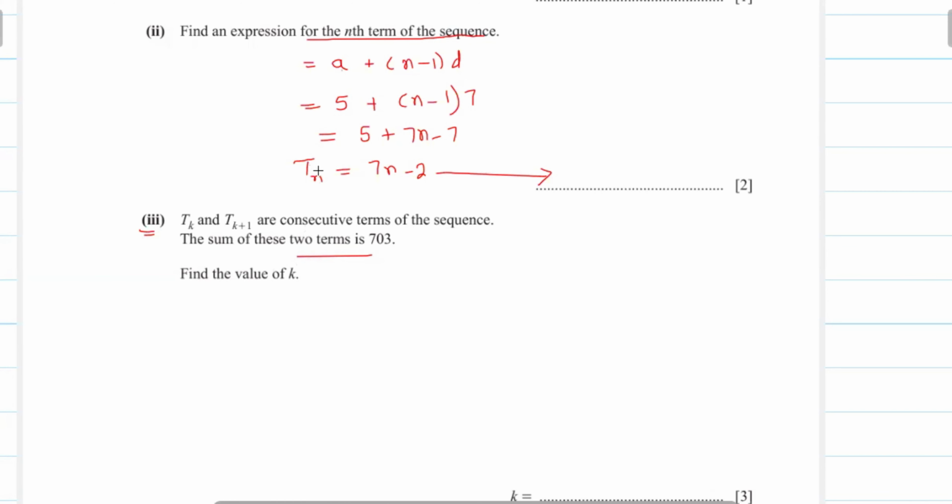Find the value of k. You see here, this is the nth term, 7n minus 2. Therefore, tk will be equal to 7k minus 2. We replace n with k. Next is tk plus 1.